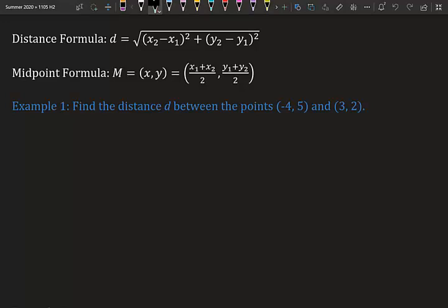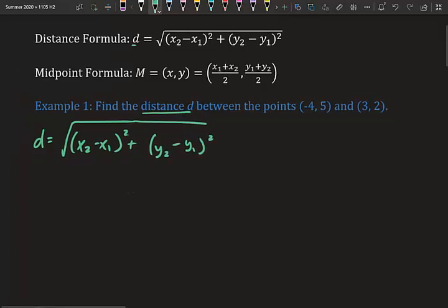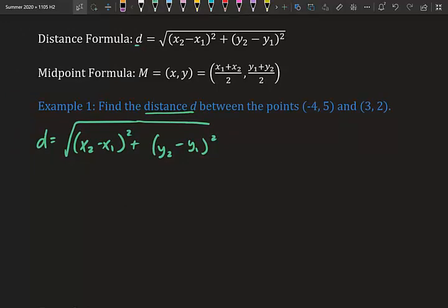So since it says distance, we're going to be using the distance formula. So we have distance equals the square root of x2 minus x1 squared plus y2 minus y1 squared. And since it's a formula, all we do is just plug it into our handy dandy formula.